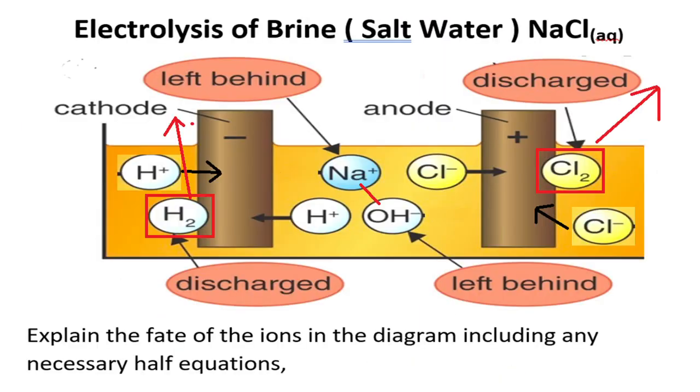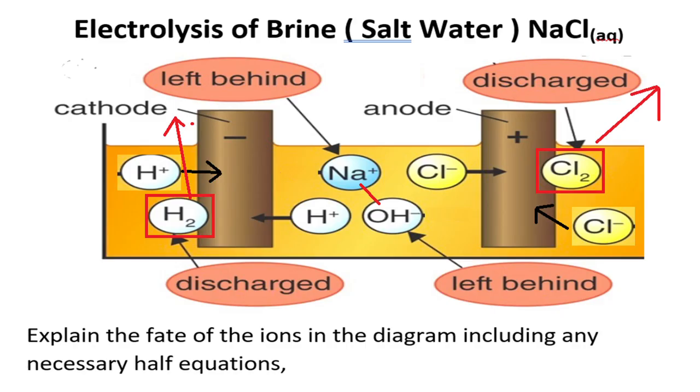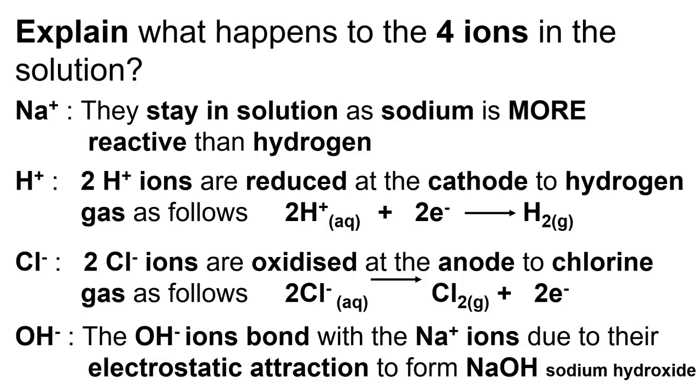Now, you might want to play and pause while they ask about the electrolysis of brine, salt water. So brine is really salty water with a lot of sodium chloride in it. So explain the fate of the ions in the diagram, including any equations. Now, sodium is clearly more reactive than hydrogen, so it's going to stay in solution. The hydroxide ions also stay in solution, so let's go step by step. Step 1, the sodium ions stay in solution as they are more reactive than hydrogen. Next, the hydrogen ions, well, 2 H plus ions are reduced at the cathode to hydrogen gas. They gain 2 electrons. There's the half equation.